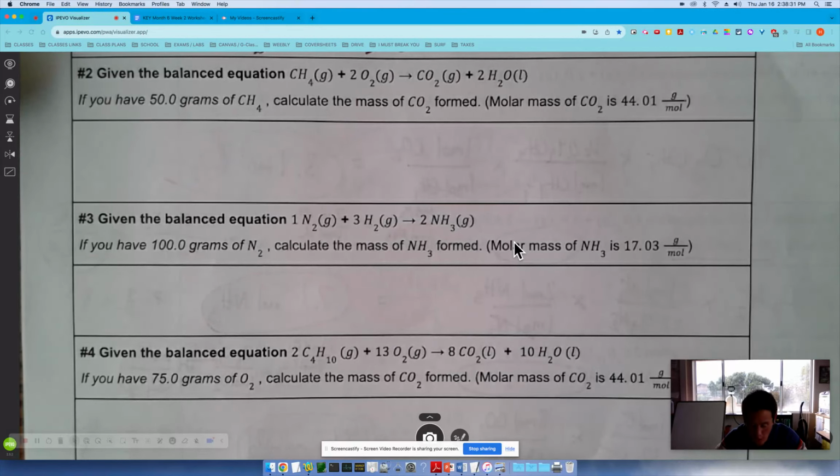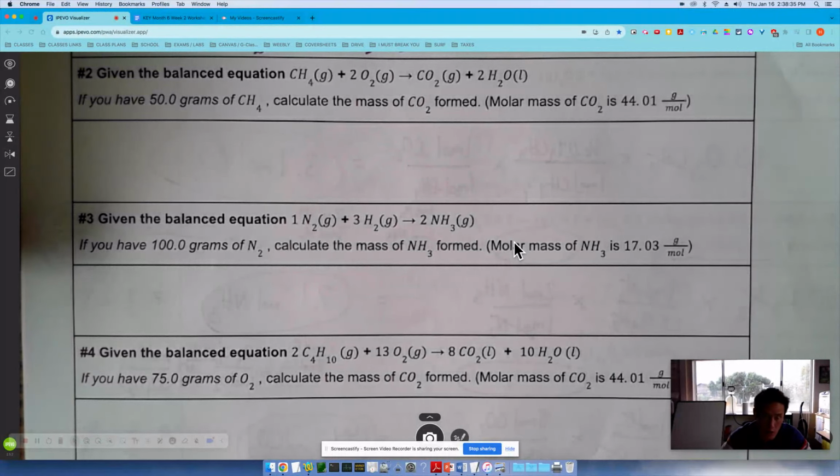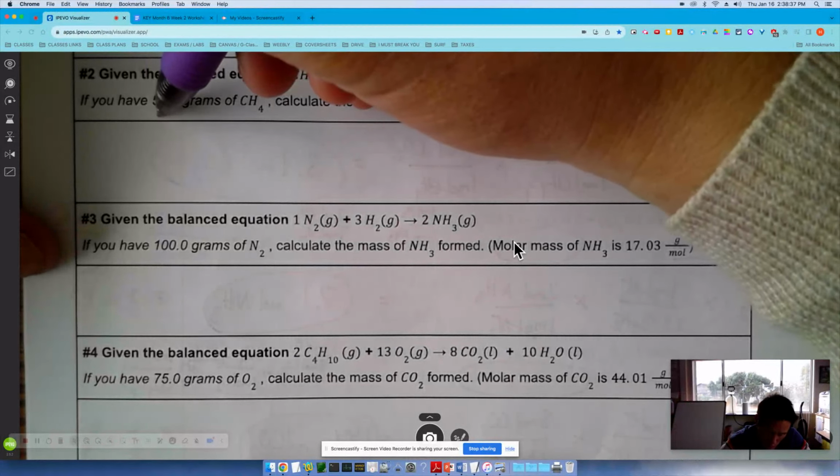Alright, welcome to the hardest page, page 4. We're going to work with number 2. Okay, like always, start with what's given.